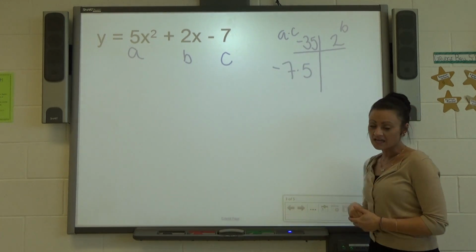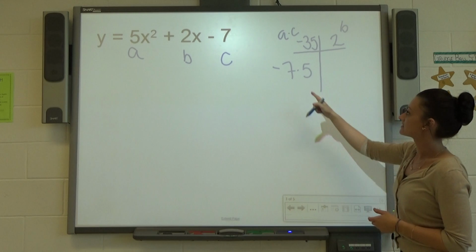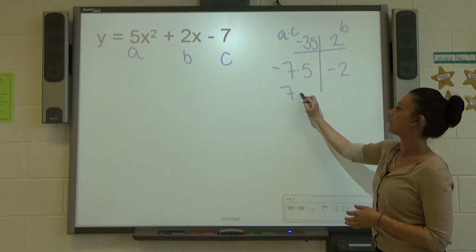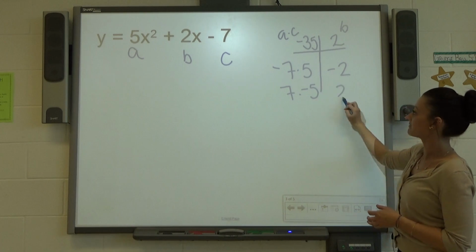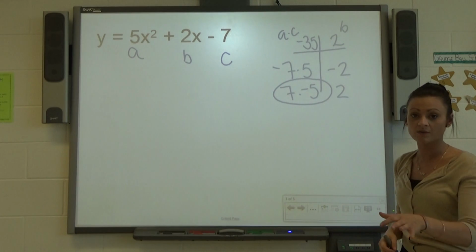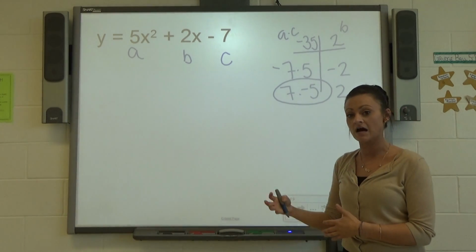If I did -7 multiplied by 5, this would end up adding to make -2. But if I do +7 times -5, that will get me to +2. So these two numbers are what I care about when I head to the box.